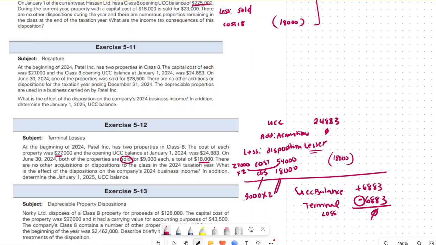Terminal loss will reduce your business income. So that's the terminal loss we have. It will reduce your business income.